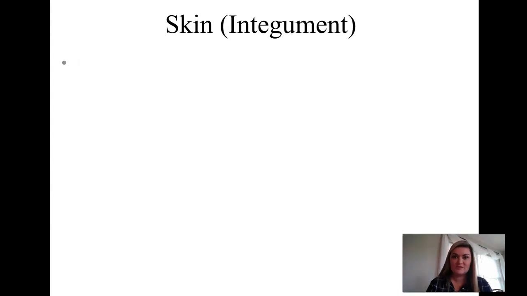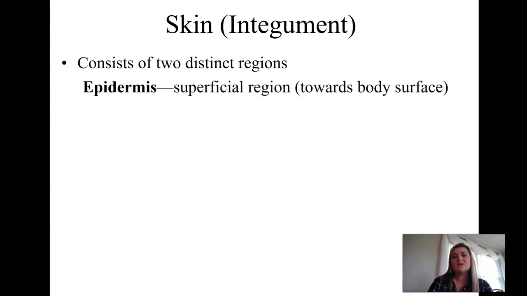The skin is the integument. And so with the skin, it's going to consist of two distinct regions. You have the epidermis. With the epidermis, epi means upon, dermis is going to be the skin. So this is going to be the superficial region of the skin. So it's towards the body's surface.